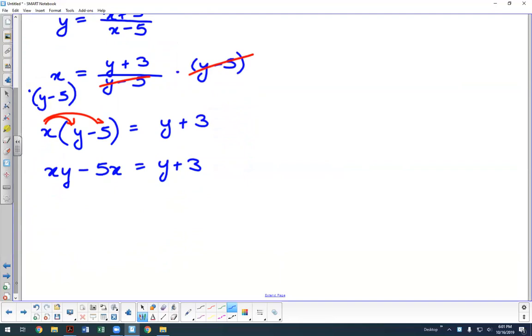Now remember what I said, we need to get the y terms on the same side. So I've already got the xy here. I'm going to bring the single y to the left, and that means I'm actually going to take the 5x to the other side. So we can start by adding the 5x to the right, and bring the y to the left-hand side.